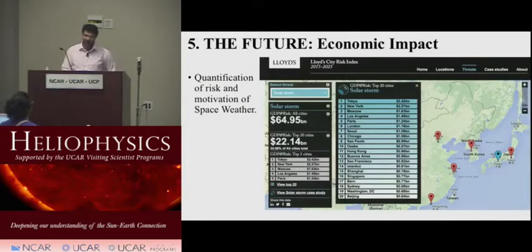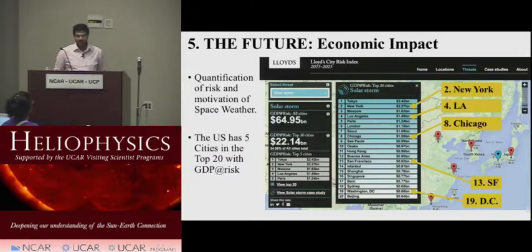And so then I'll just finish off here. This is just the broader picture of economic impacts. What's intriguing is that out of the top 20, there are 5 US cities. Okay, thank you.